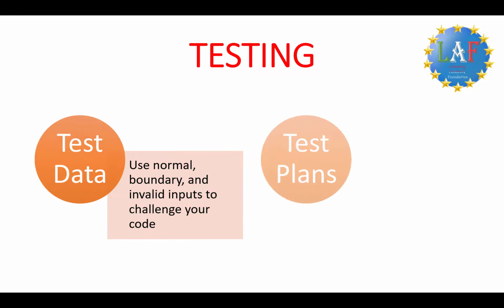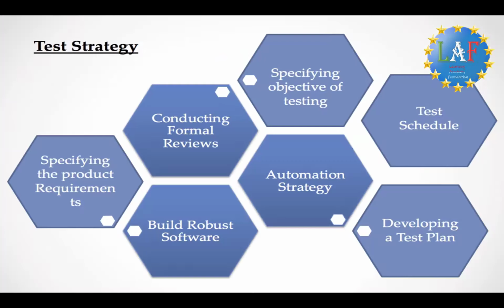And then testing plans. Document your testing strategy. What are you testing? Why? What results do you expect? So specifying the product requirements, conducting formal reviews, and building robust software, specifying the objective of testing and automation strategy, test schedule, and developing a test plan.